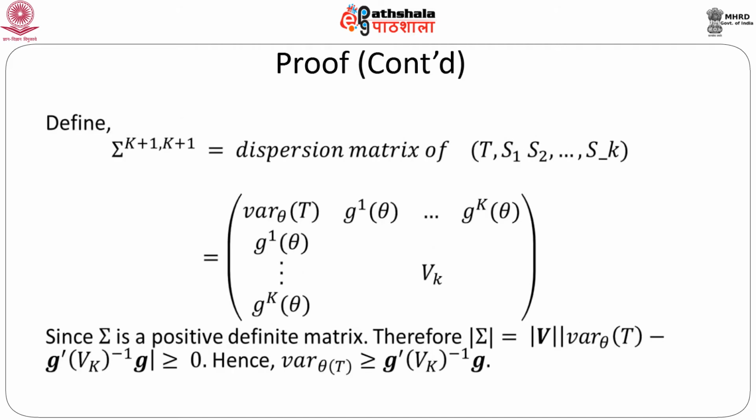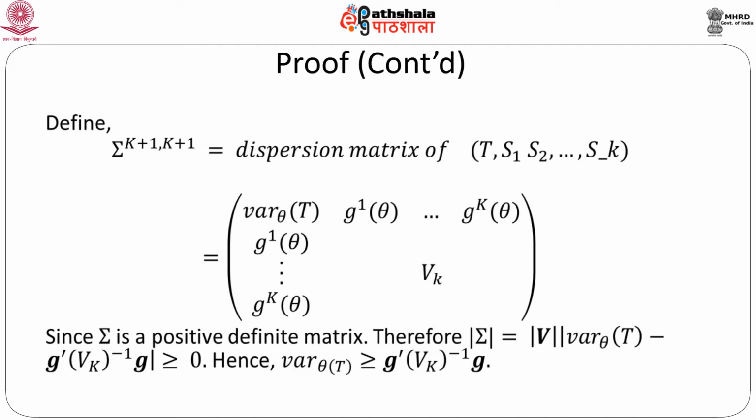Let capital Sigma be the dispersion matrix of T, S_1, S_2 up to S_k, which is equal to the matrix in which the diagonal elements are the variance of T and the variances of S_1, S_2 up to S_k, and all the covariance terms are in the off diagonals.